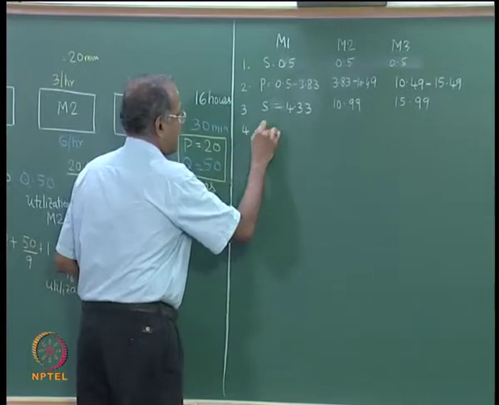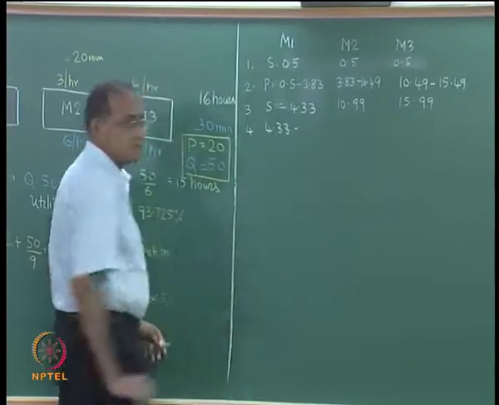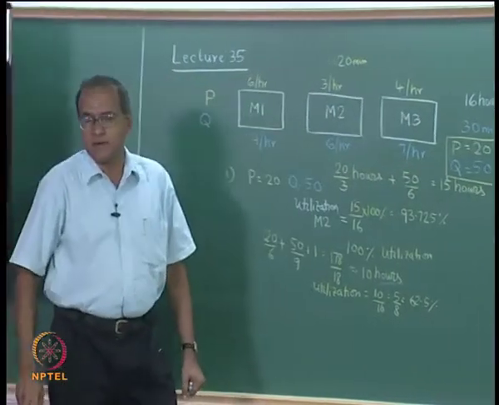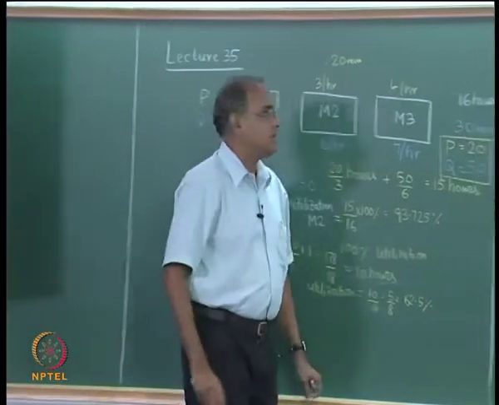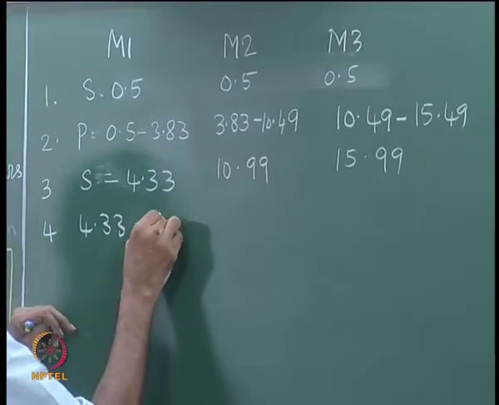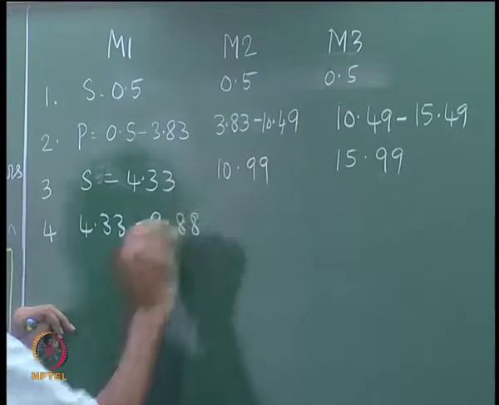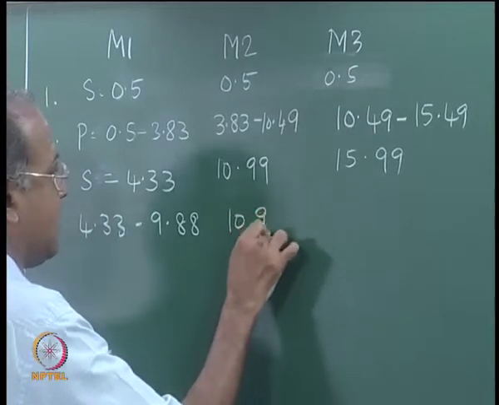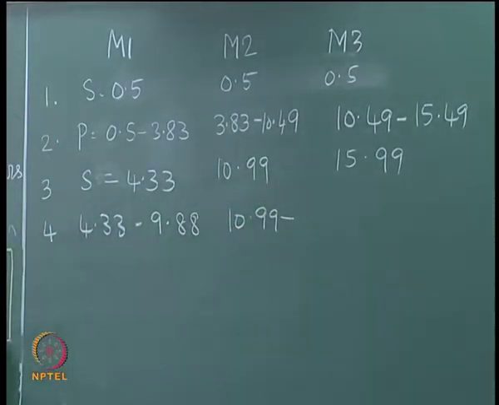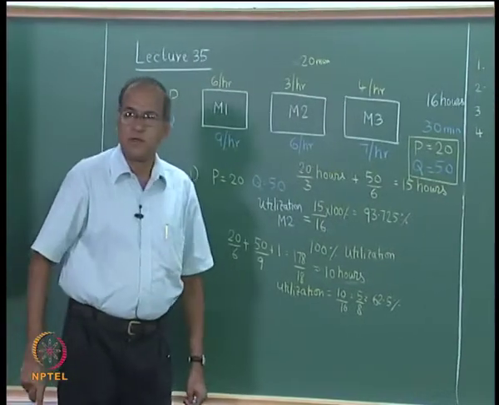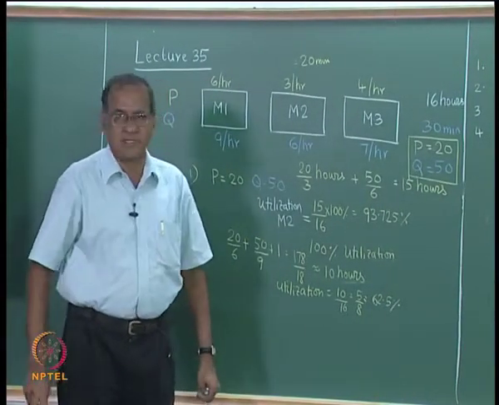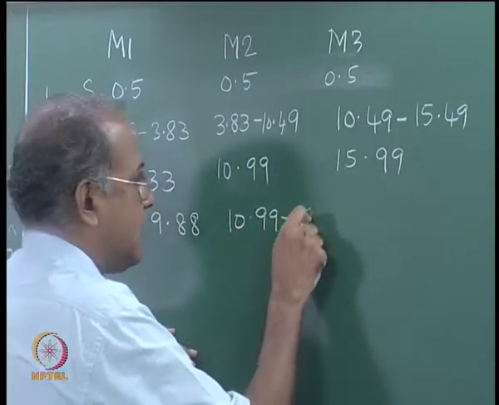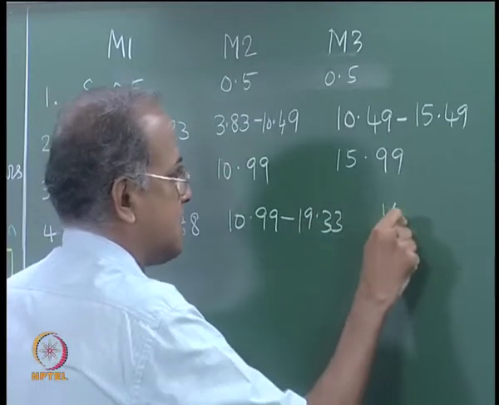Now, Q production will begin at 4.33, at 9 per hour. So, 50 by 9 is 5.55. So, 4.33 plus 5.55 is 9.88. So, here this will start at 10.99, for 50 by 6. 50 by 6 is 8.33. So, 10.99 we can keep it as 11. So, 19.33, and this is 16.2.